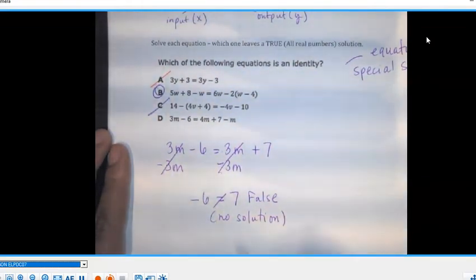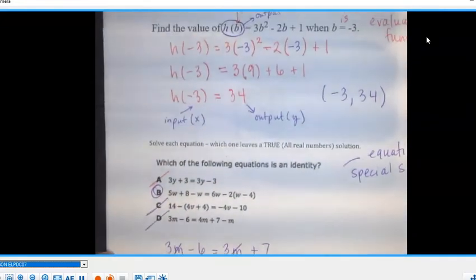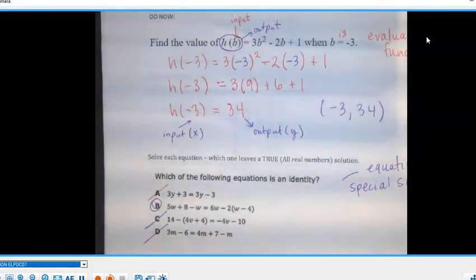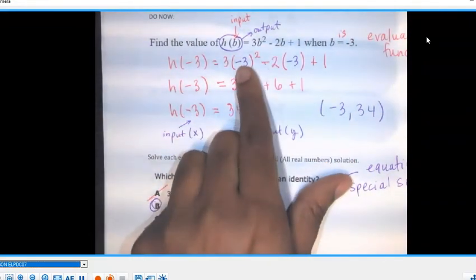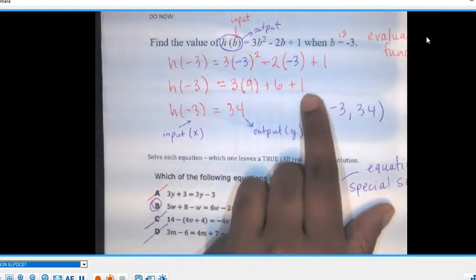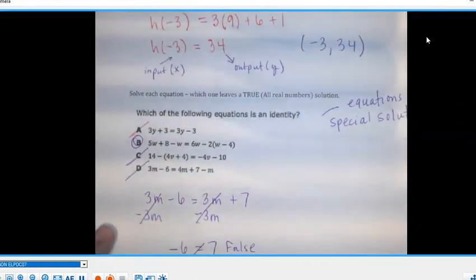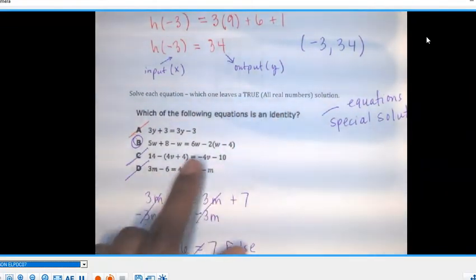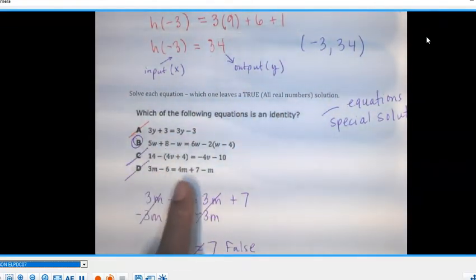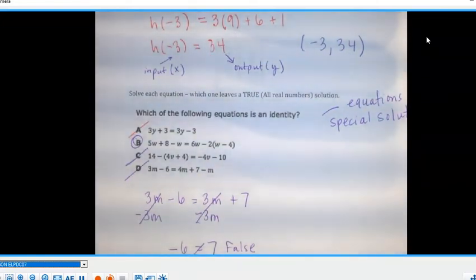So D is also no solution, and so we do not want this answer. The answer was B. So if they ask you this on the STAAR, whether they give you a problem like this, you should be able by function notation to understand that, hey, B is equal to this number. I have to plug it in carefully, use my parentheses, use the calculator. There's the answer, 34. For this one, you have to understand that a true statement means all real numbers or infinite solutions. So you have to work out all of these problems very carefully and figure out which one gives you the number equals the same number.